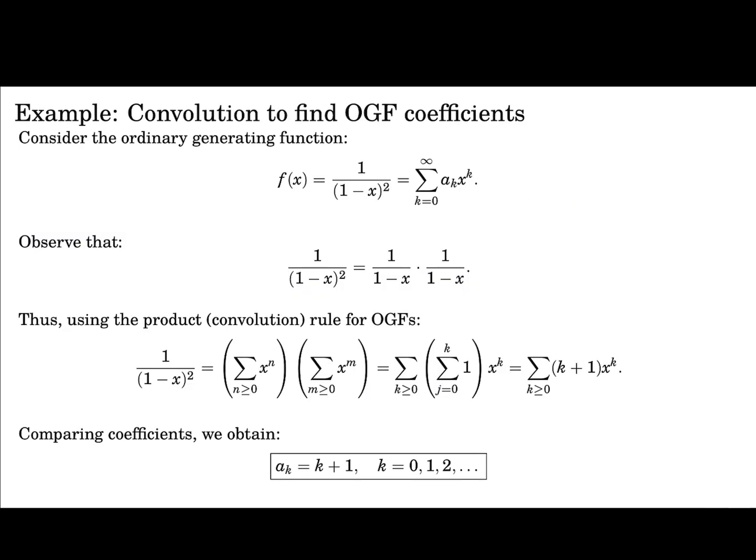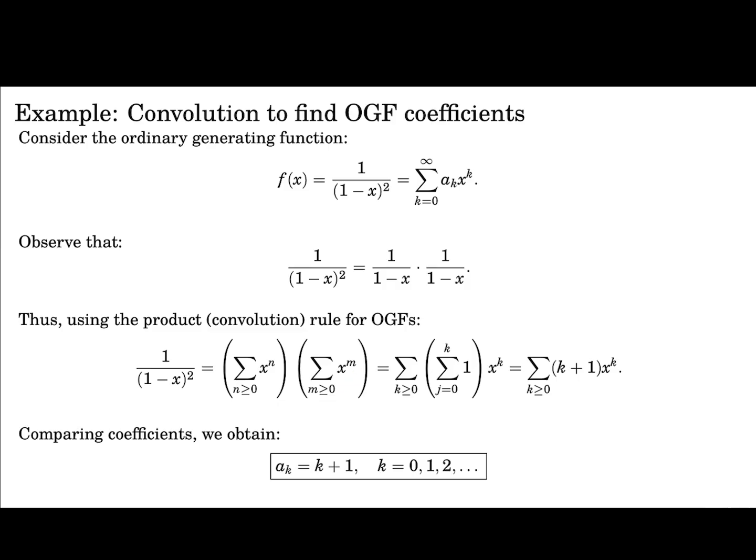Let's use convolution to find the coefficients of f of x equal to 1 over 1 minus x squared. This is going to be the generating function of something, so let's find what that something is. Let's first observe that 1 over 1 minus x squared, you can write as this product here. And each one of these, we know already what it's the generating function of. This is just the summation of x to the n, and this is just the summation of x to the n.